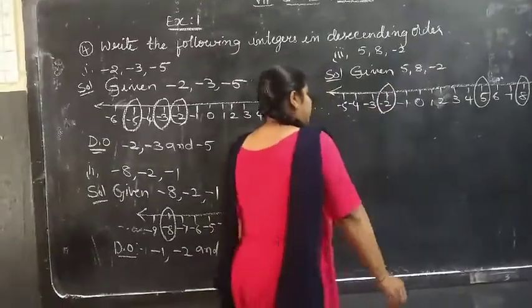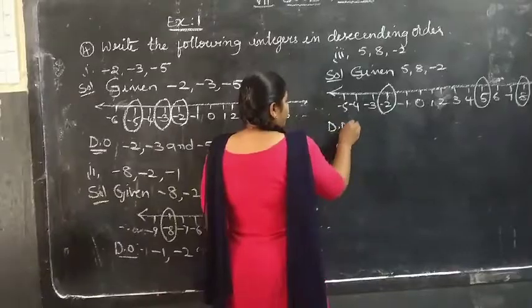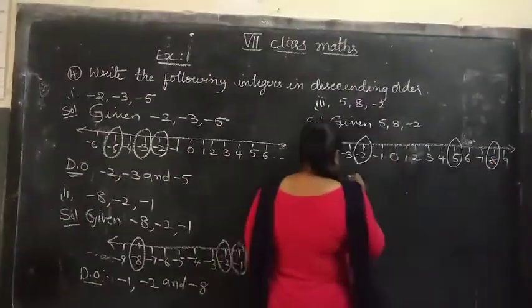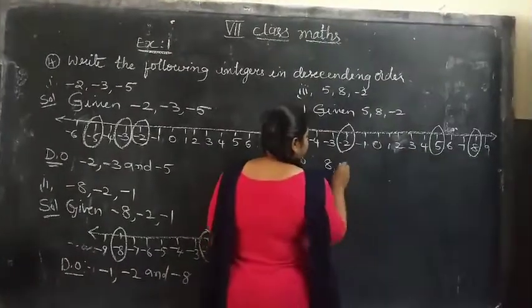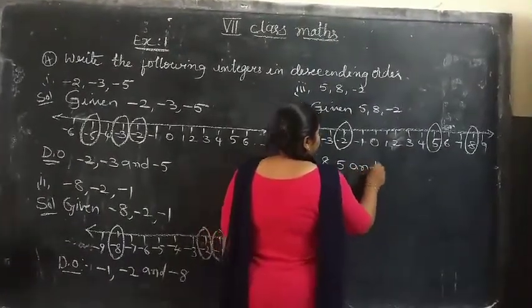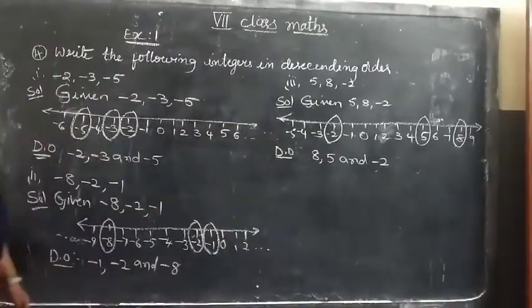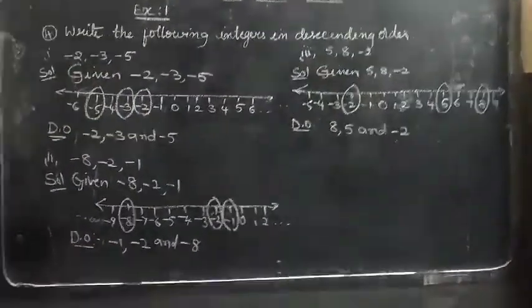So arrange in descending order. How do we have to arrange in descending order? From the right side onwards. First number is 8, after that 5 and the smallest number in the given set is -2. So this is how we will arrange the numbers in descending order. So next bit.